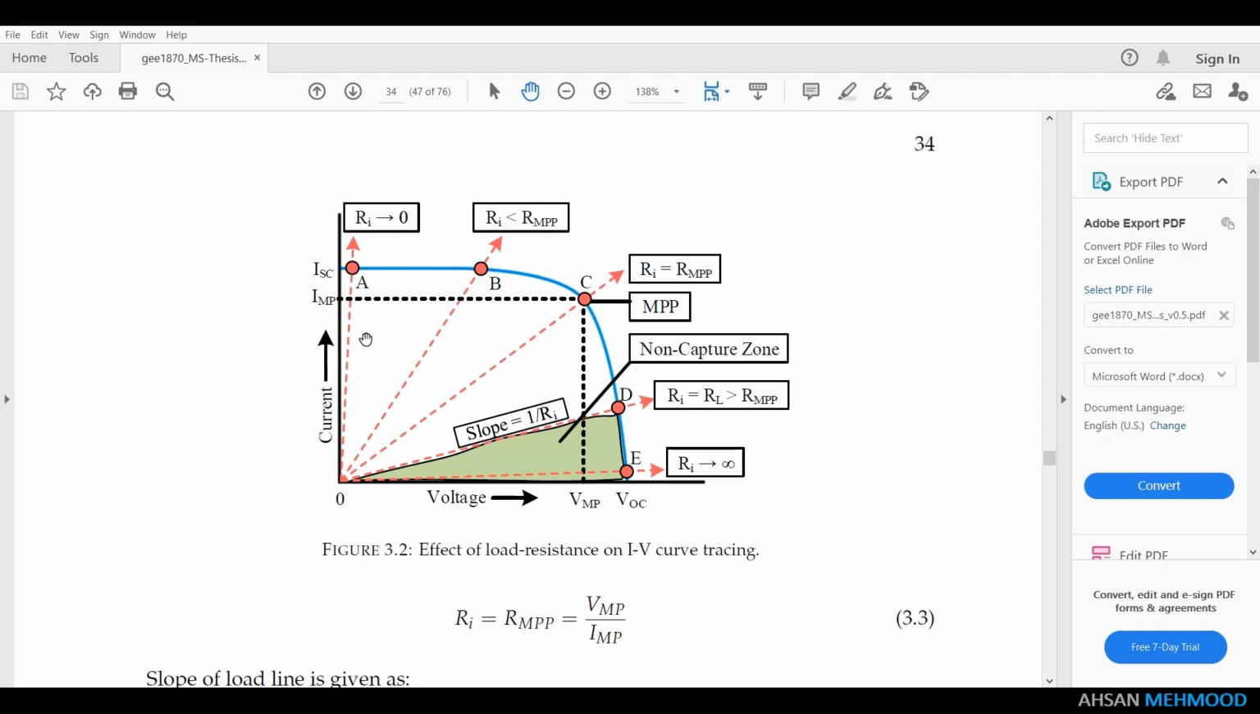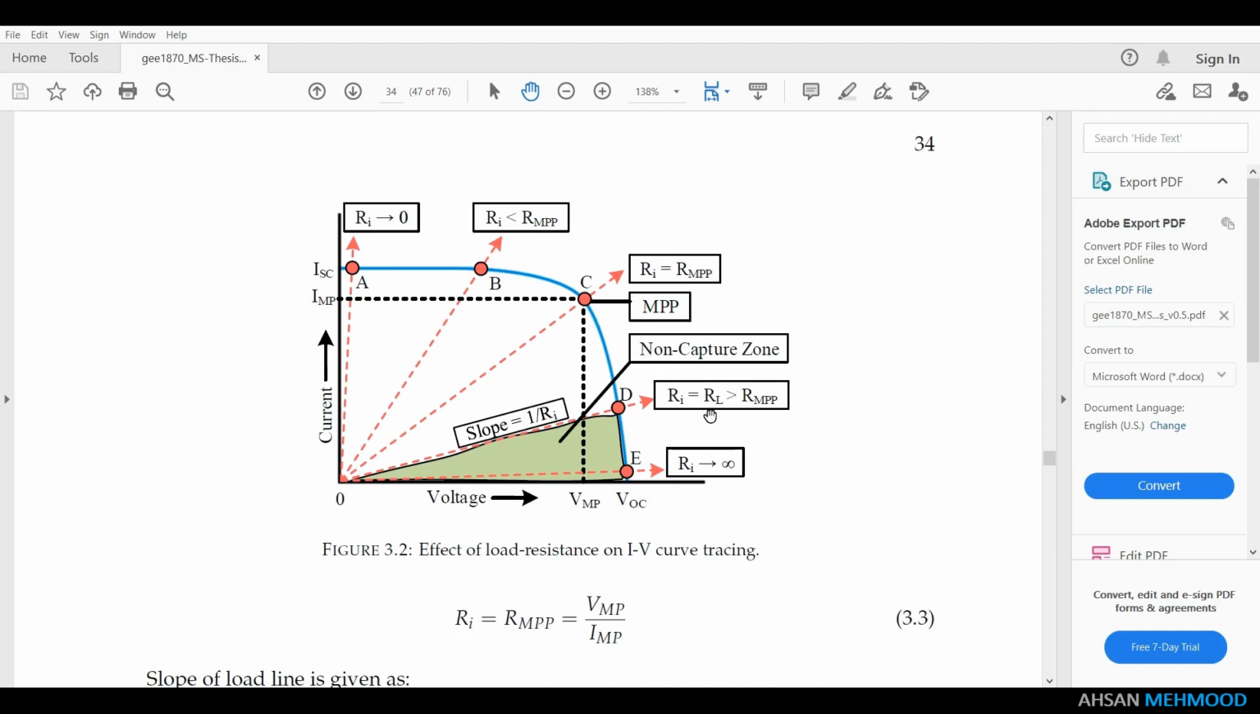When the duty ratio is 1, Ri is 0, hence the slope of the load line is infinite and it operates at point A. Ri grows as the duty ratio drops and the slope of the load line decreases until Ri is equal to Rmpp, where Rmpp equals Vmp over Imp. As the duty ratio approaches 0, Ri equals RL.